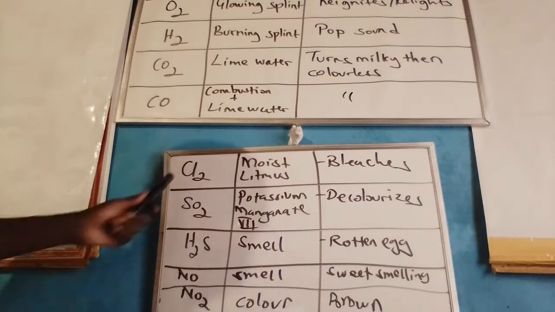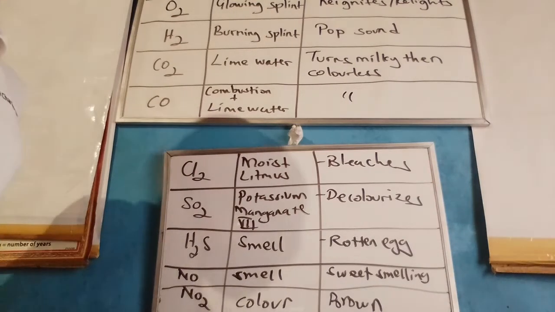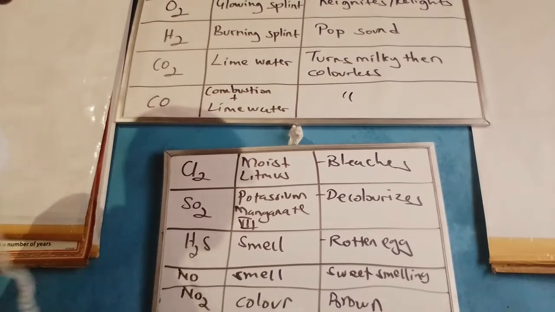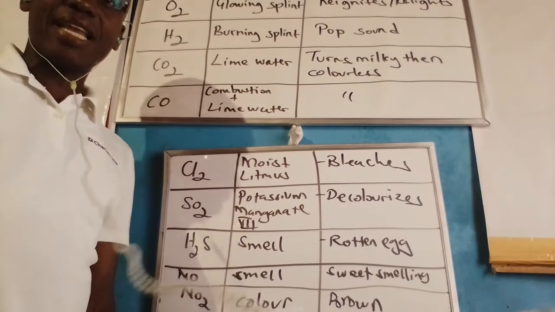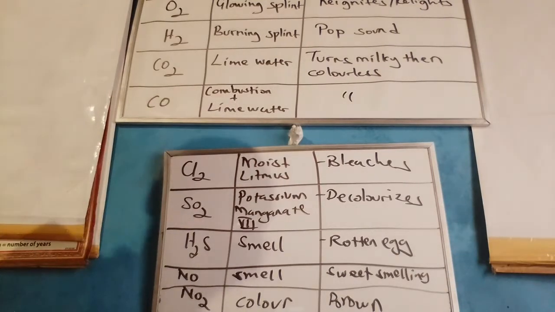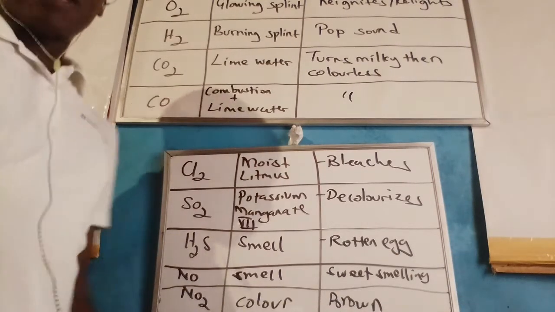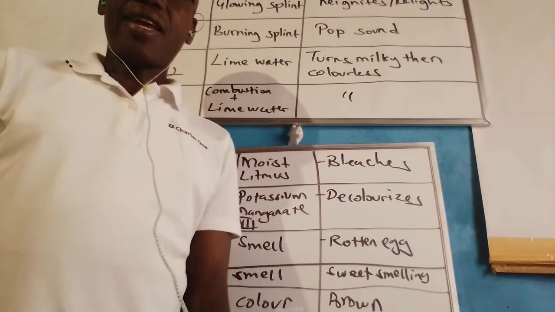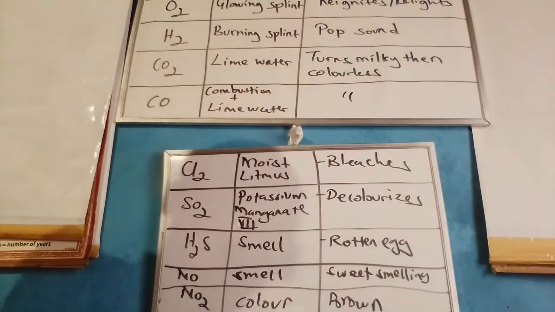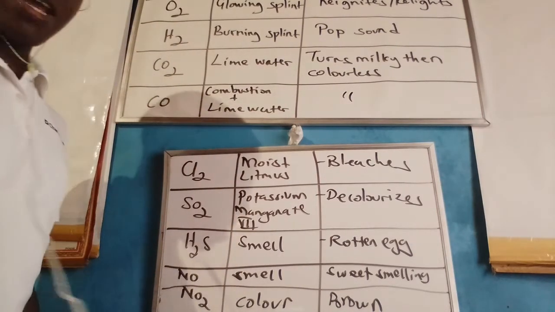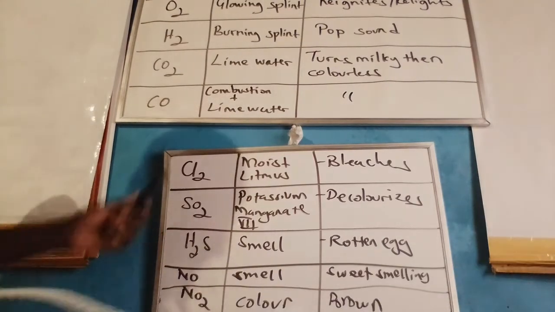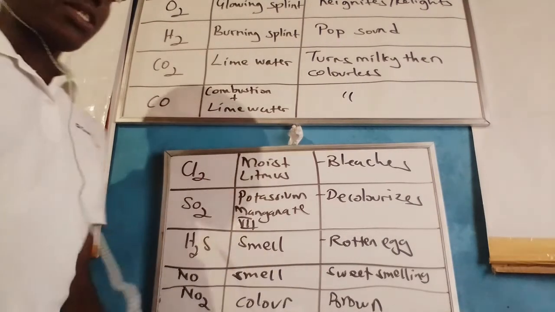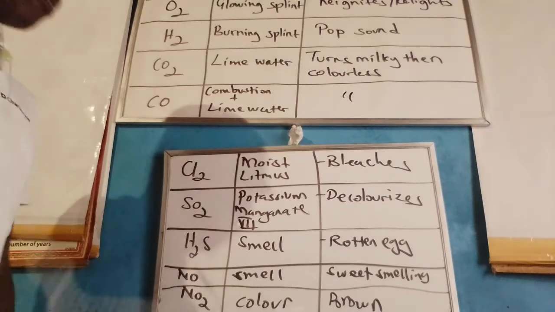Next, we have chlorine. Chlorine is tested by moist blue or red litmus paper. In both cases, it bleaches them. In other words, it turns them white or removes their color entirely. Now, chlorine happens to be acidic, so when it meets blue litmus paper, it will turn it red and then white. When, however, it meets red litmus paper, it will remain red for a while, but then it will be bleached into white. Therefore, chlorine is tested by moist litmus paper where it bleaches it.